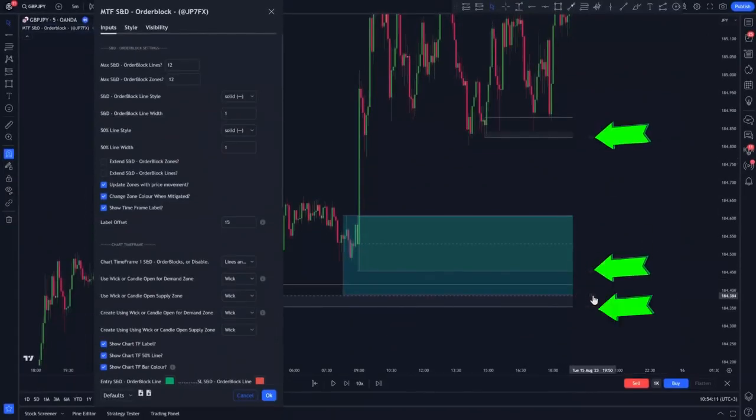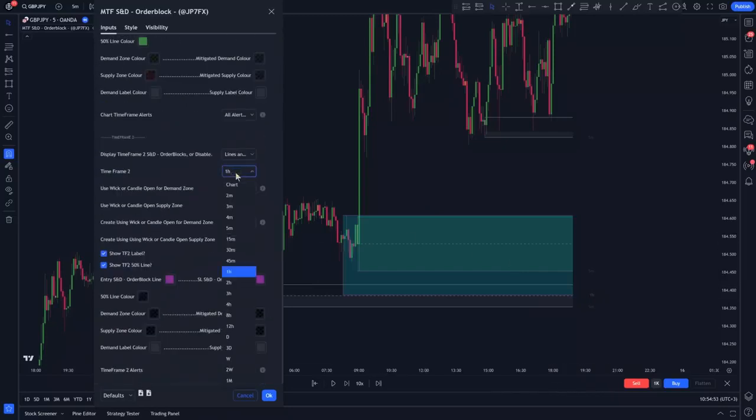So these other 5-minute time frame labels right here are for the chart time frame because the chart is set to the 5-minute time frame. But whenever you see 1 hour, this basically represents supply and demand zones that the indicator identified on the 1-hour time frame. And now we can be able to take trades on lower time frames based on higher time frame supply and demand zones.